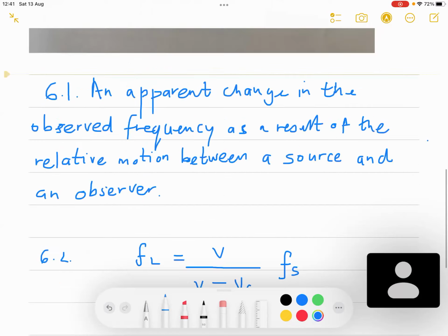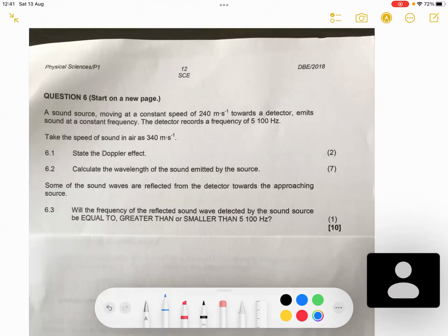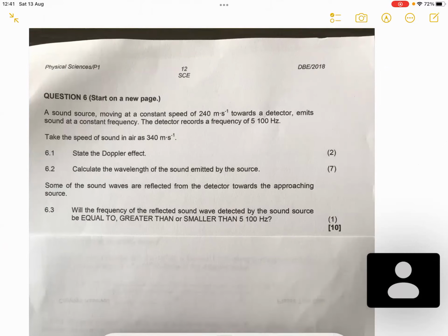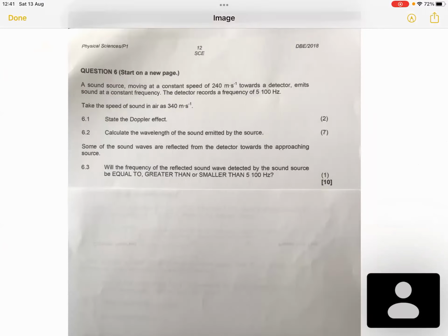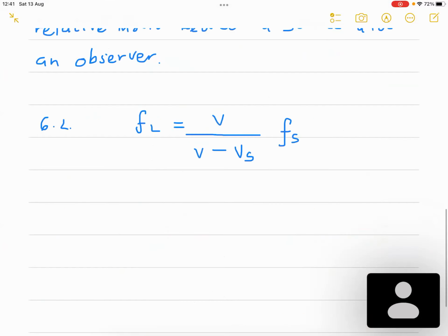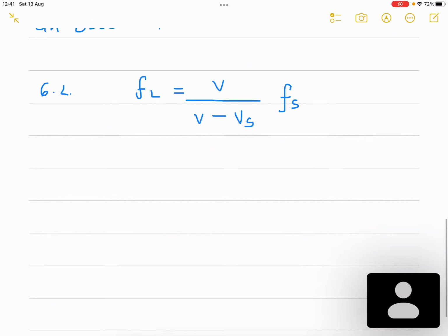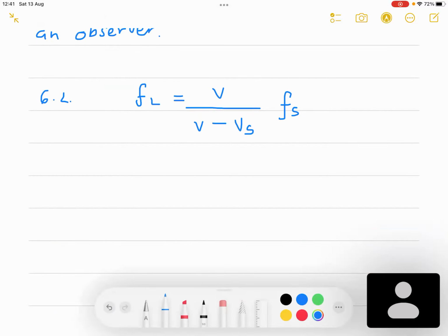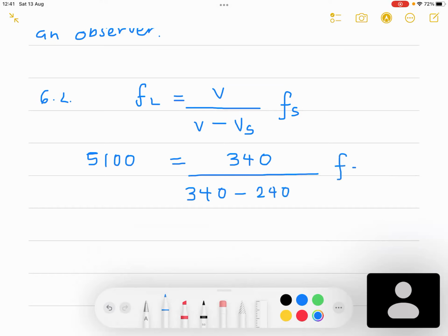What did they say? They said the detector records a frequency of 5,100 hertz. Speed of sound in A is 340, and the source is moving at 240 meters per second. So we can just put all those values in. Okay, so you do it now. The frequency that the listener observes is 5,100 hertz. They said to use 340 meters per second, and the source is moving at 240. We're trying to find FS.